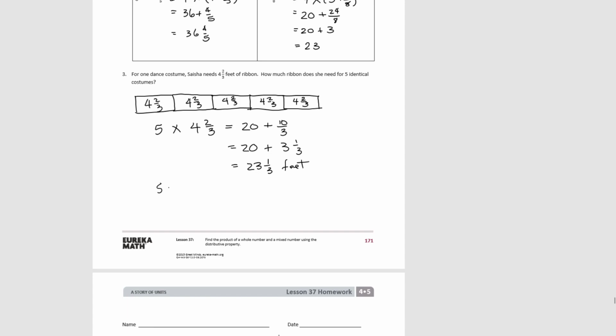So Seisha would need 23 1/3 feet of ribbon to make 5 costumes. And that's the end of lesson 37.